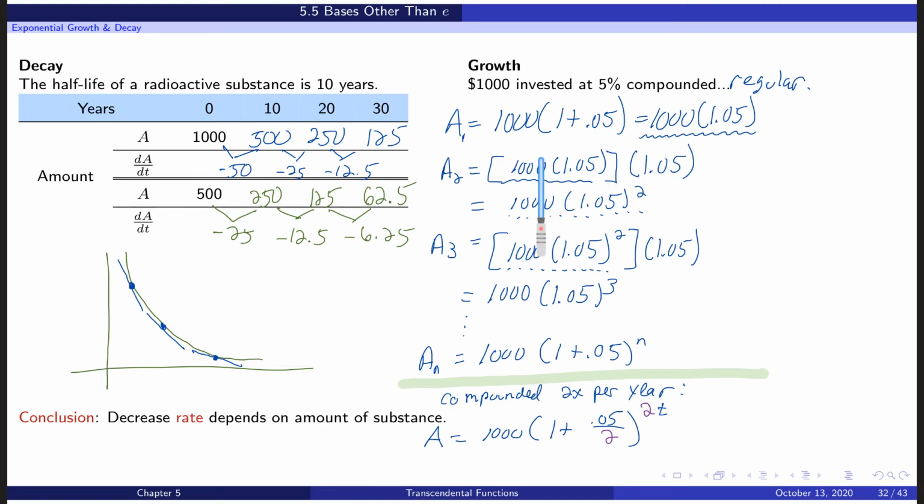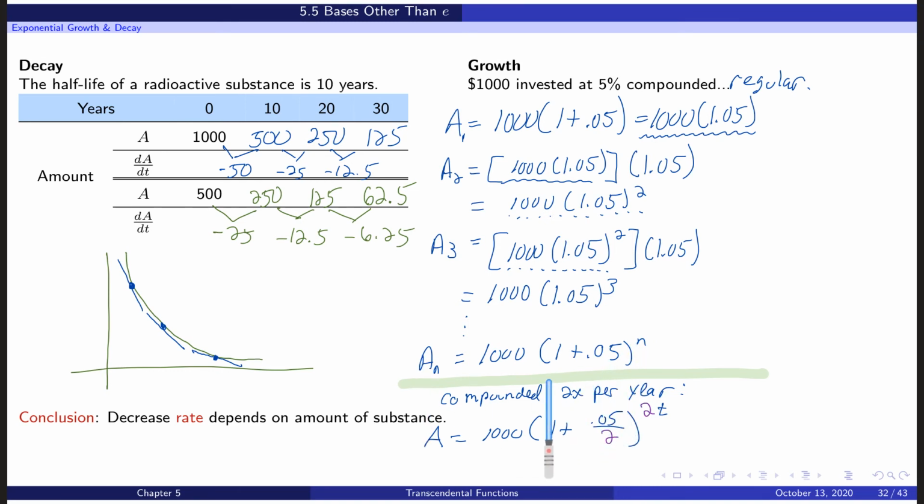As you go into the second year, that balance times 1.05, get to keep the original amount, which is the 1, plus another 5% tacked on, gives you this statement. So after 2 years, you'd have 1,000 times 1.05 squared. The pattern continues. After 3 years, the 2-year total times, again, 1.05 gives us 1,000 times 1.05 to the third. So after n years, you have $1,000 times (1 plus 0.05) raised to the n.